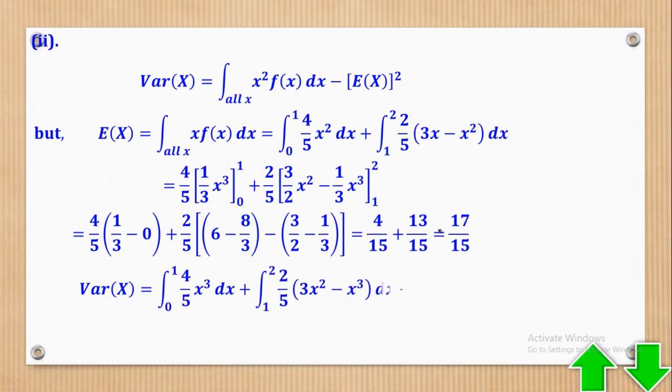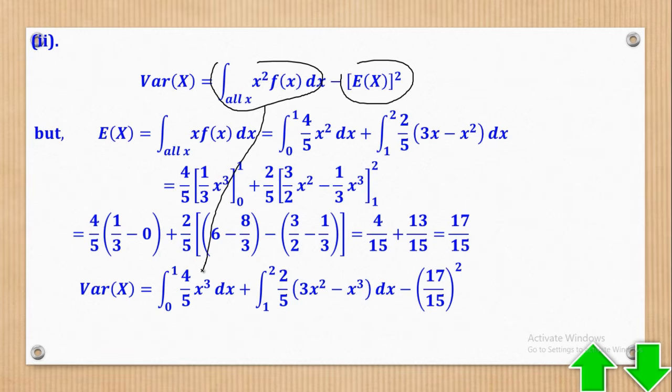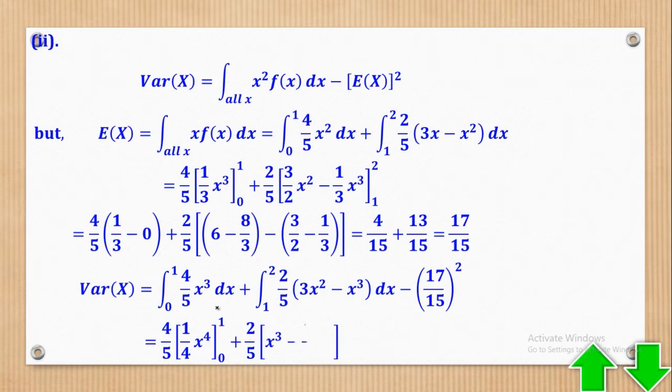Now that we have got E(x), we can go ahead and calculate the variance. Remember, variance was given by this minus mean squared. This one means that f(x) is multiplied by x squared. When I do that, I'll come up with this for 0 to 1 and this for 1 to 2. And this one we already got as 17 over 15, which will be here. When I integrate, I'll come up with this for this part, this for this part, and this one squared, I'll come up with that.